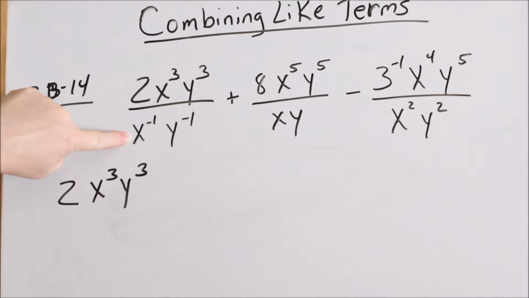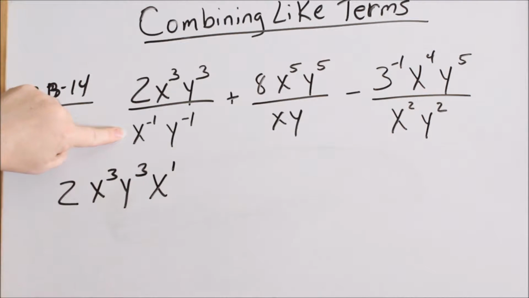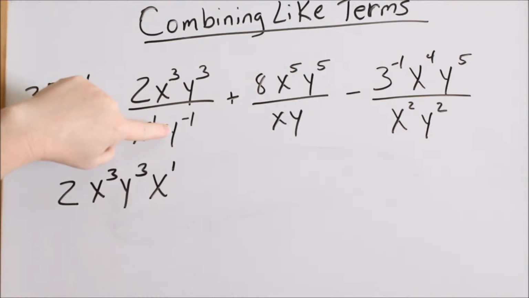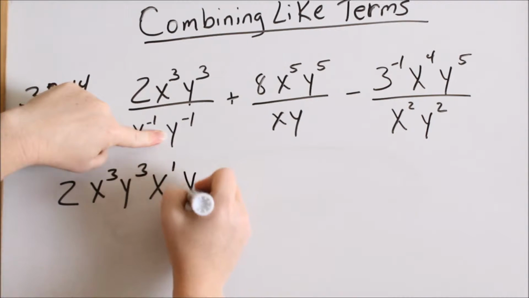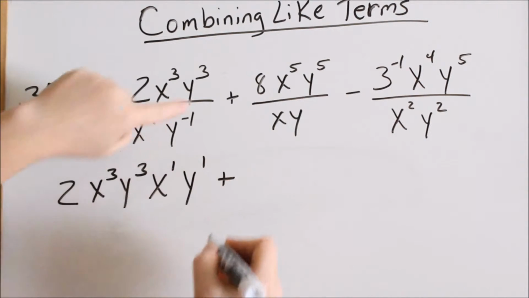Then I want to pull all of this up to the top. So if I change the place of the base, I have to change the sign of the exponent. So if I want to move this x to the numerator, I have to change the sign of the exponent, which will now become a positive one. If I want to move this up to the numerator, change the sign of the exponent, now it becomes a positive one. Now let's go to my next term.